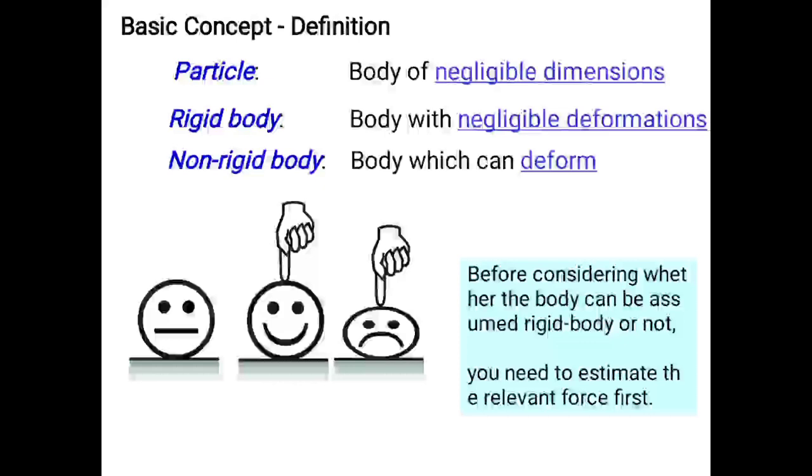One point is that before considering whether the body can be assumed to be rigid or not, you need to estimate the relevant force first. The relevant force acting on the body needs to be estimated before deciding whether it is rigid or not. In statics, bodies are considered rigid unless stated otherwise. So unless a body is stated as non-rigid, we will consider it a rigid body.